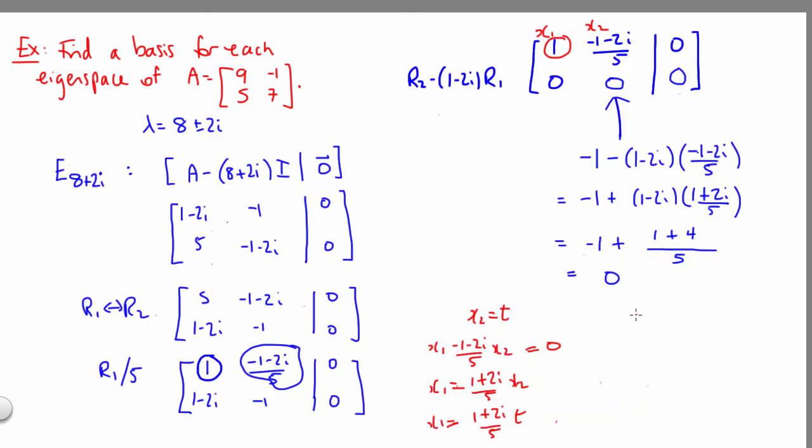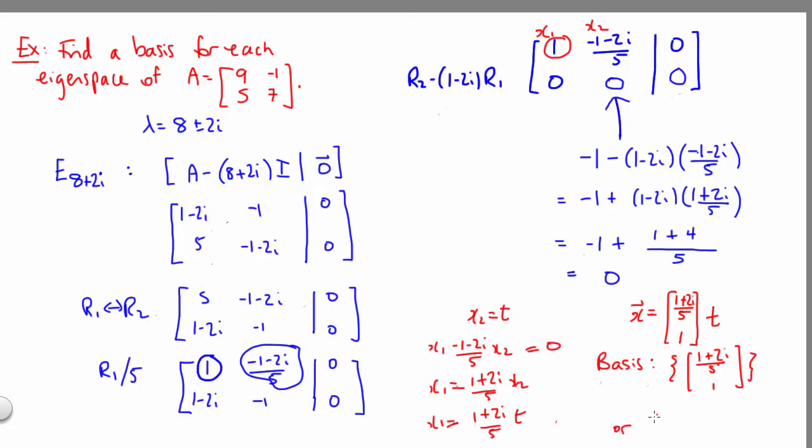So that tells us that our eigenvectors x have the following form. I'm going to bring the factor of t outside. First component looks like (1 plus 2i) over 5 times t. Second component looks like 1 times t. So in terms of choosing a basis for this eigenspace here, we could say a basis is the vector (1 plus 2i) over 5 and then 1.